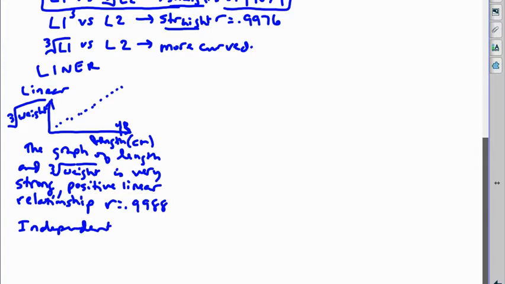We need it to be independent. And I would say that of the 20 fish that we caught, probably there are more than 200 fish in this lake that we're fishing in.